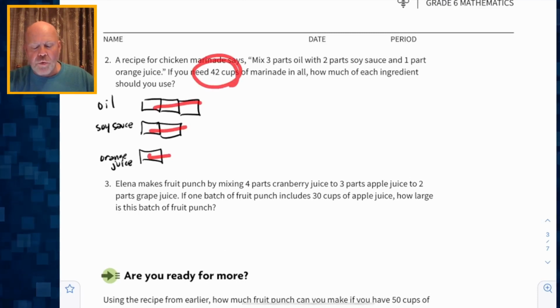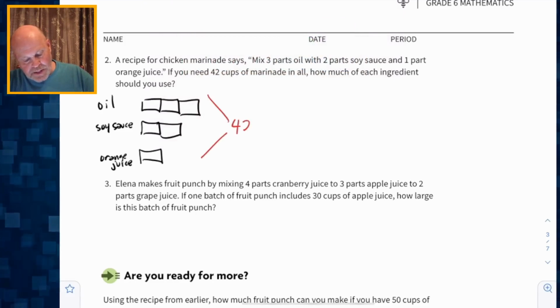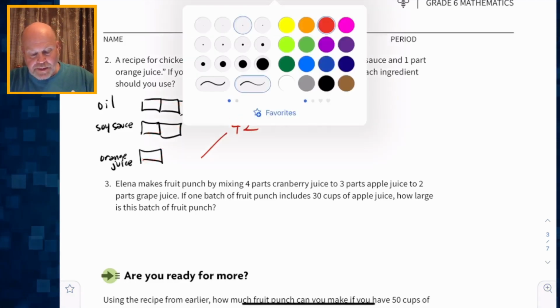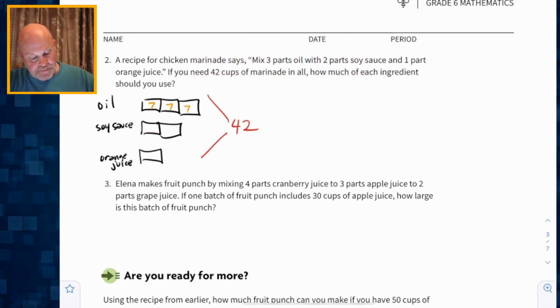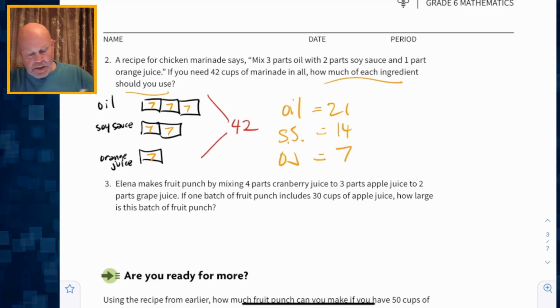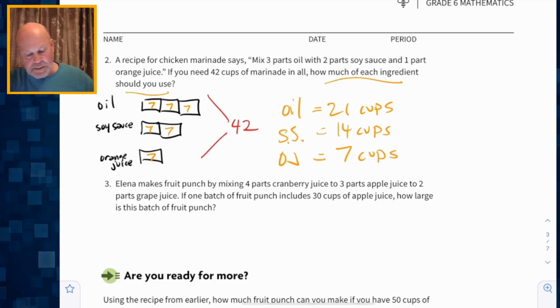And it says you need to make 42 cups of marinade in all. So what does that mean? That means these 6 units represent 42. And because we have 6 units representing 42, that tells us that each of these units represents 7. And then the question is, how much of each ingredient do you need? So how much oil do we need? We need 21. How much soy sauce do we need? We need 14. And how much orange juice do we need? We need 7. And since it says cups, we can say 21 cups, 14 cups, and 7 cups.